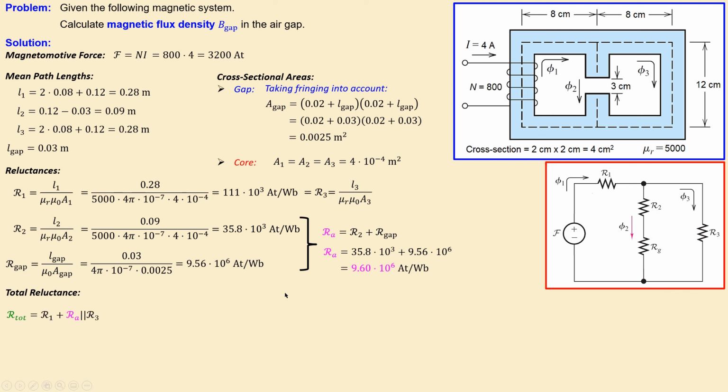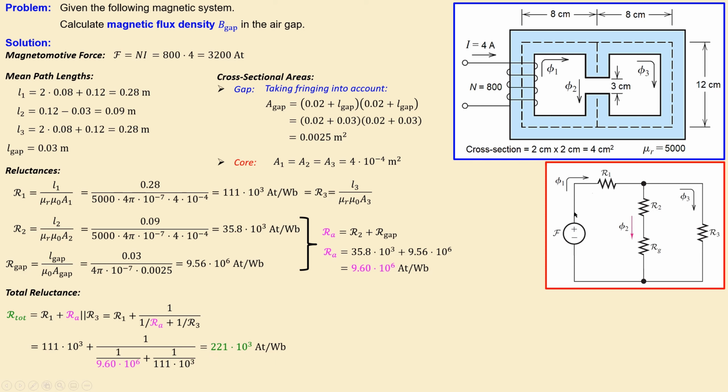What's the total reluctance? Again, a similar formula as for resistors in electric circuits. R1 will be in series with this combination, which is the series combination of R2 and R gap, RA, and that is now in parallel, the two vertical lines being the parallel notation, to R3. If I write it out in a different form, it is given by this expression. Now substitute the values we have here, 111 times 10 to the power 3 and the rest of the values, and you will get 221 times 10 to the power 3 ampere turns per Weber.